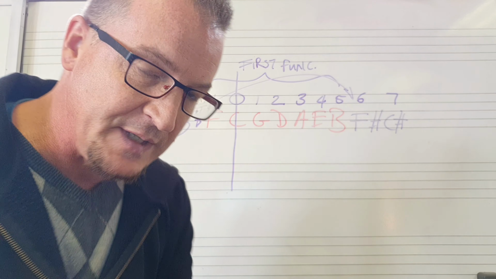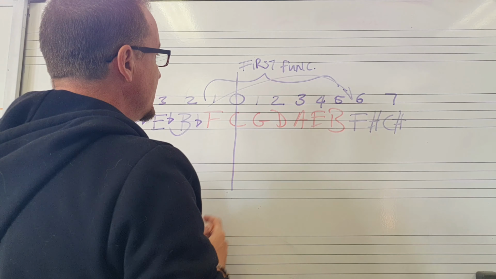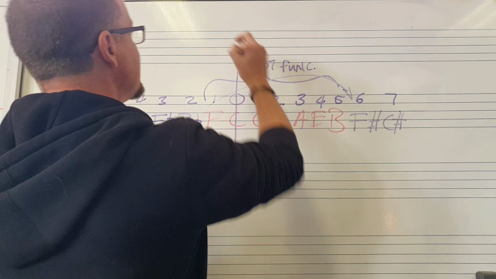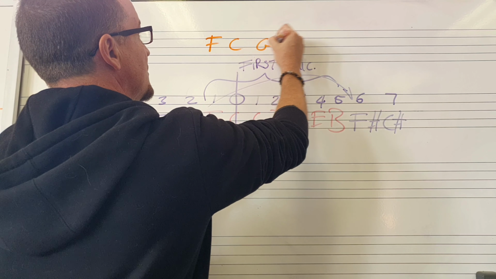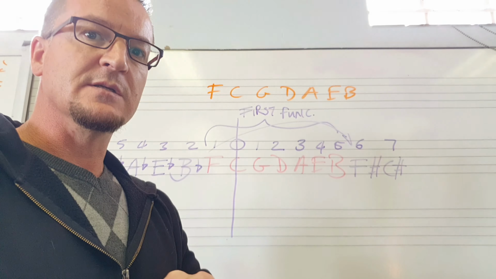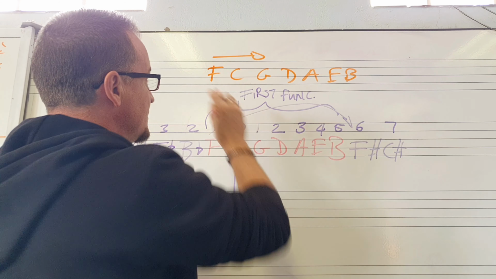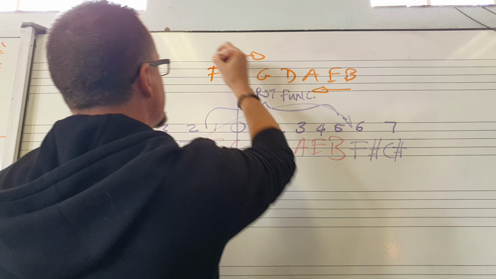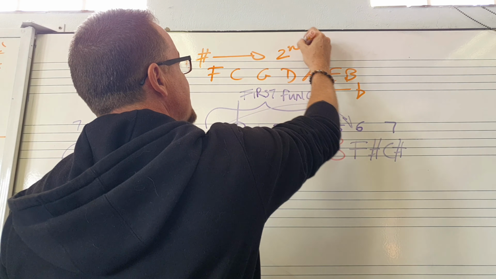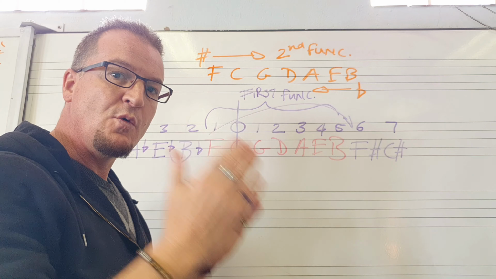One more thing that you'll need is to use this rhyme again in a different way. And that way is to find the order of sharps or flats when you put them in on the scale. So we write this rhyme again. Fat cat goes down and eats bread. I'm hoping you can see this. The order of sharps on the scale goes this way. The order of flats goes this way. Sharps this way, flats this way. This is the second function of this rhyme, and the second function of this rhyme is used to find the order of sharps and flats.